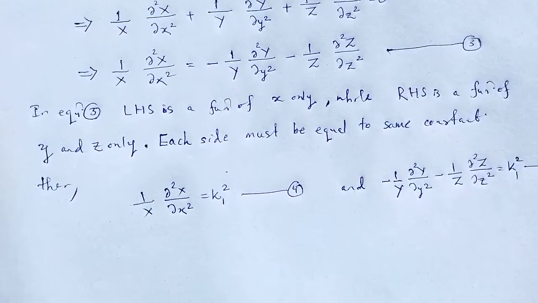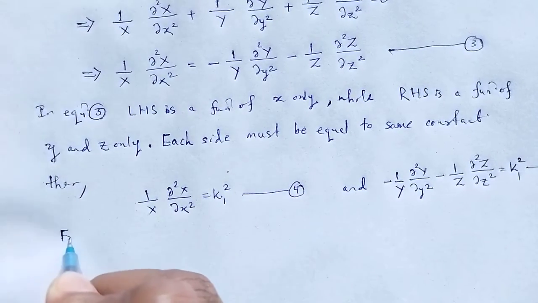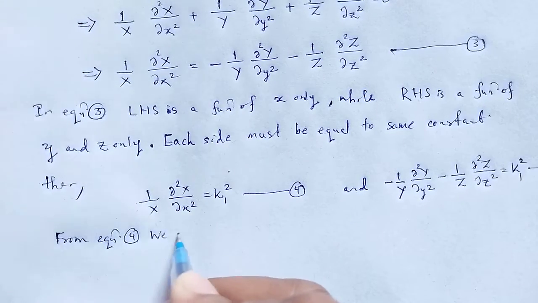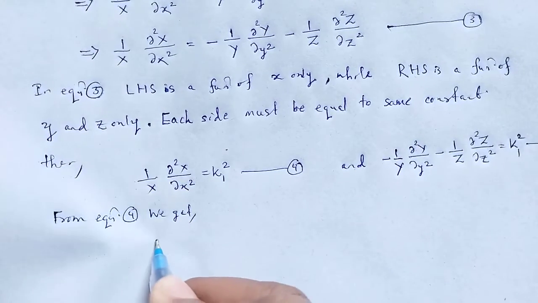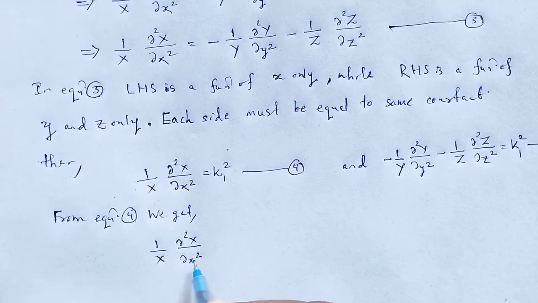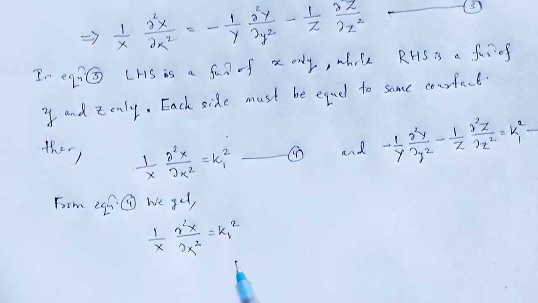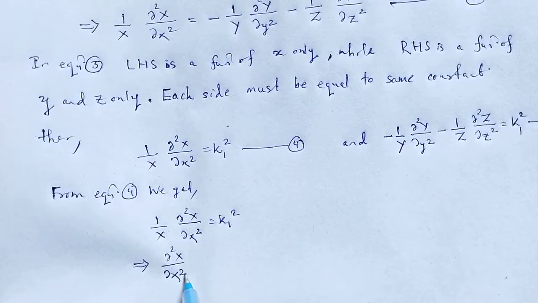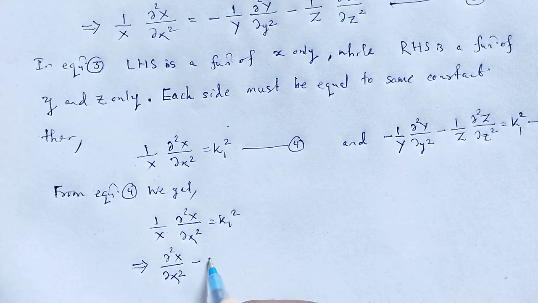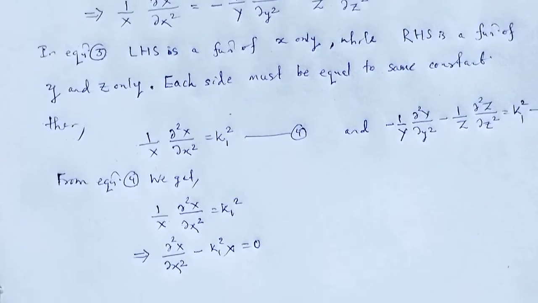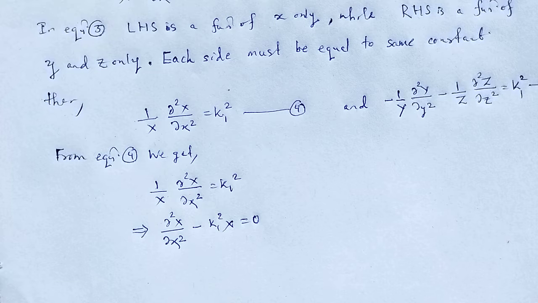From equation 4 we get 1 by X del 2X by del x2 is equal to k1 square, which implies del 2X by del x2 minus k1 square X is equal to 0. This type of differential equation has a solution in the form like this.